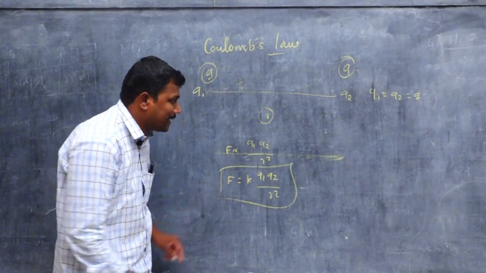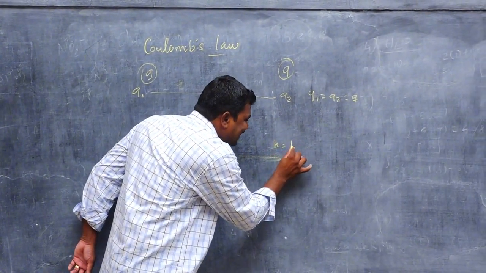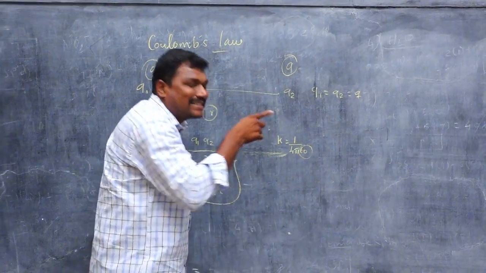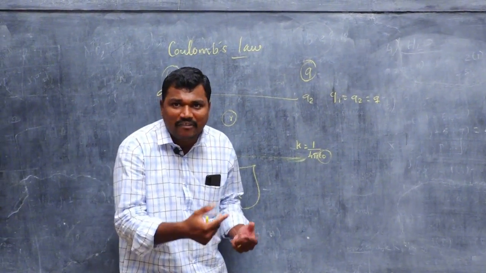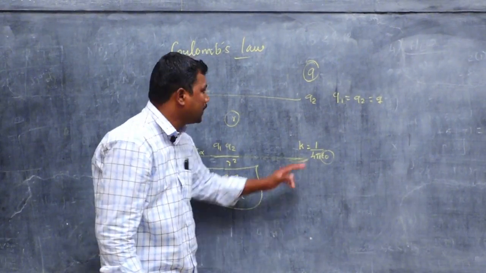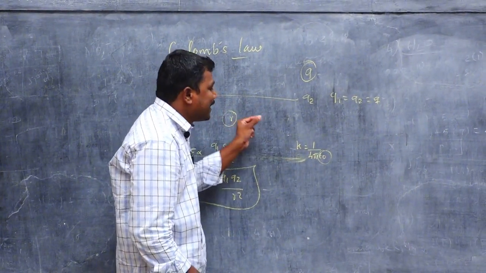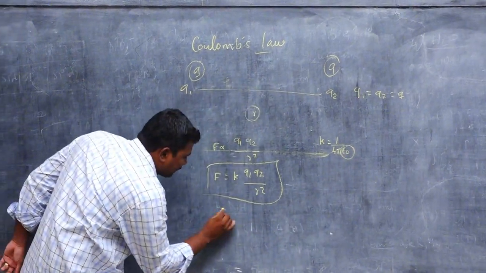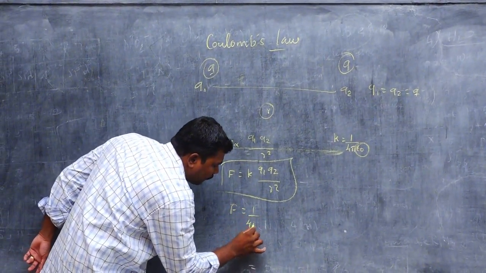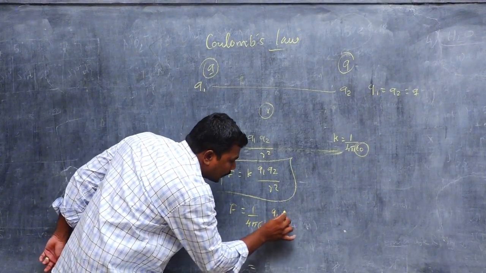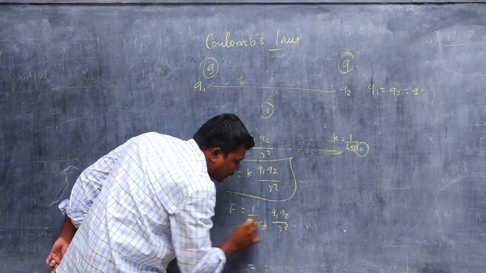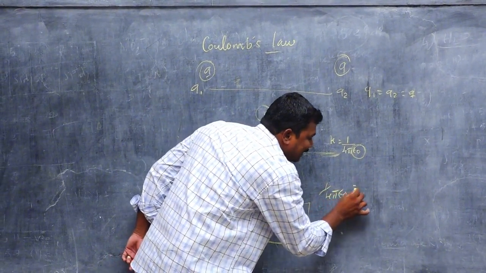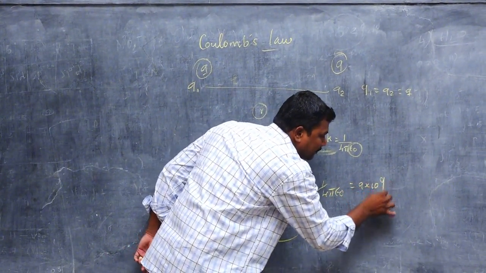K is a constant, and its value is K equals 1 by 4 pi epsilon naught. Epsilon naught is the permittivity of free space, that is, air or vacuum, where the charges are placed. So F is equal to 1 by 4 pi epsilon naught Q1 Q2 by R square. You know the standard value of 1 by 4 pi epsilon naught: 9 into 10 power 9.